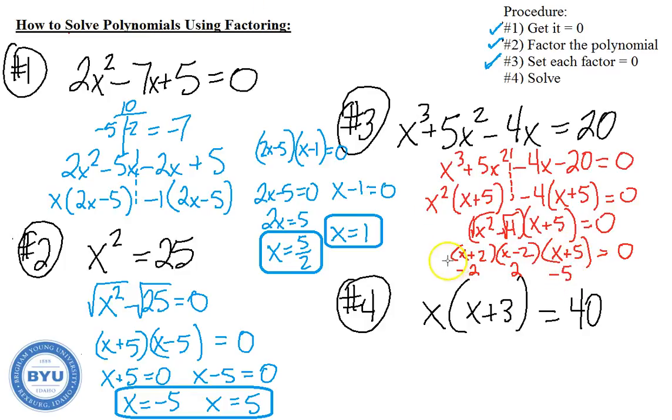And notice on this one, you get 3 answers. We knew that because the original problem had a 3 in it. And so we had to find this exponent. The highest exponent is how many answers you will have.